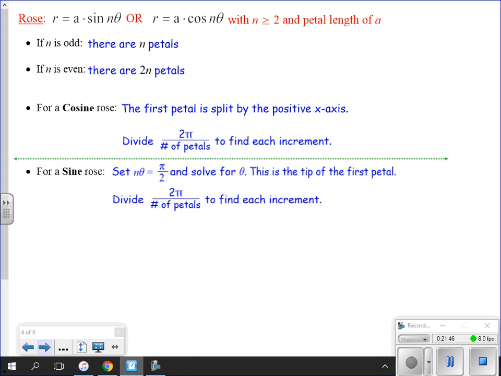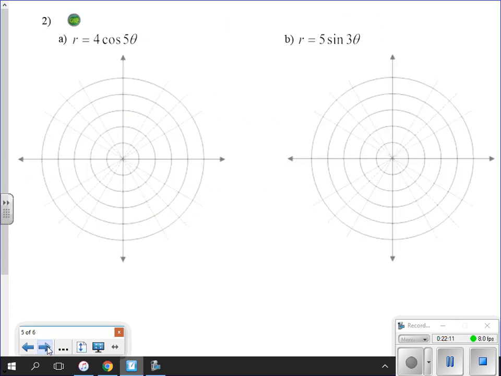And then the same rule for the increments: divide 2 pi by the number of petals to find each increment. In other words, how far apart angle-wise the petals are spread out. And I think you already have some of that cleaned up on yours, if not all of it, right? Okay. Let's do a couple of these.